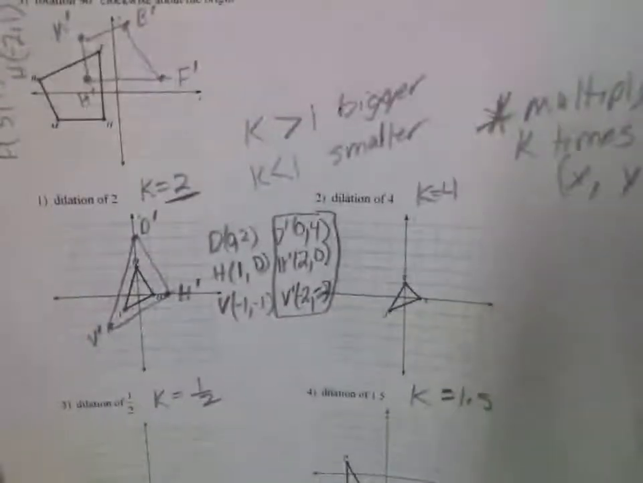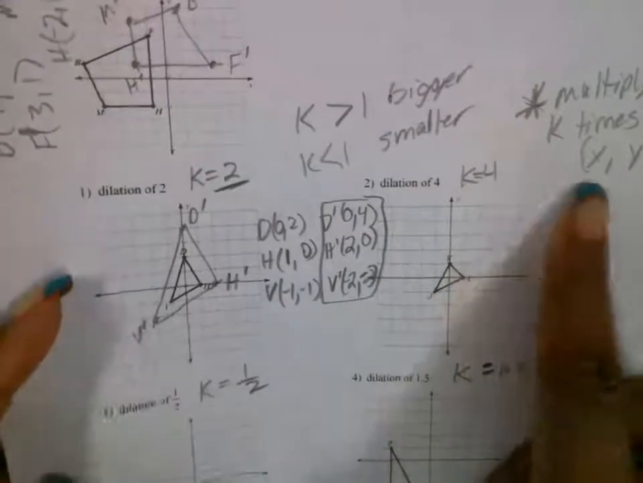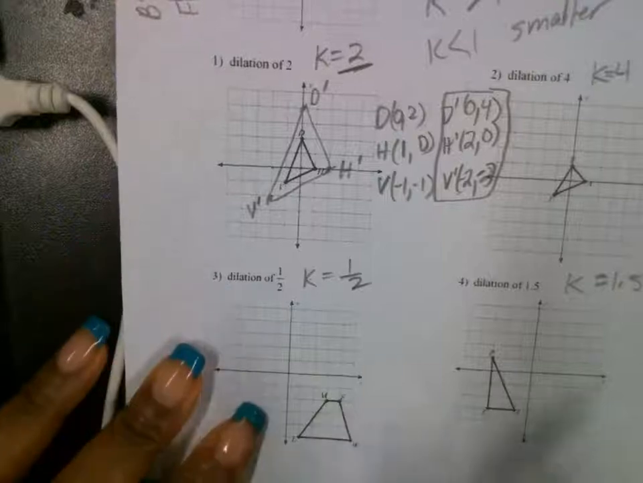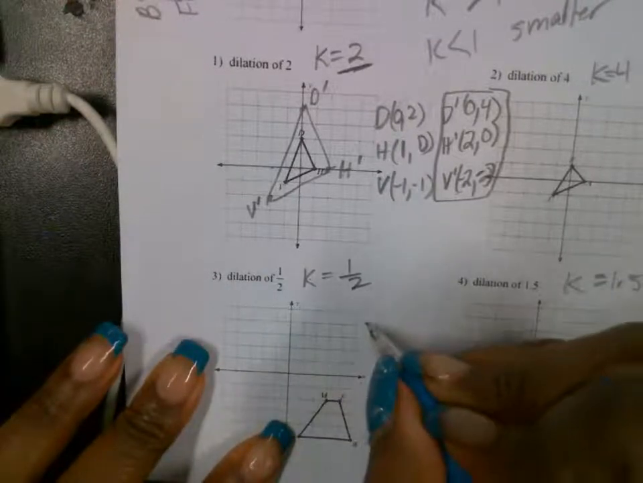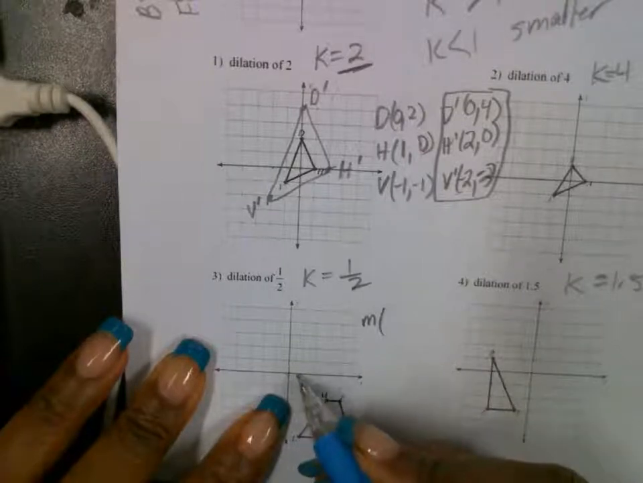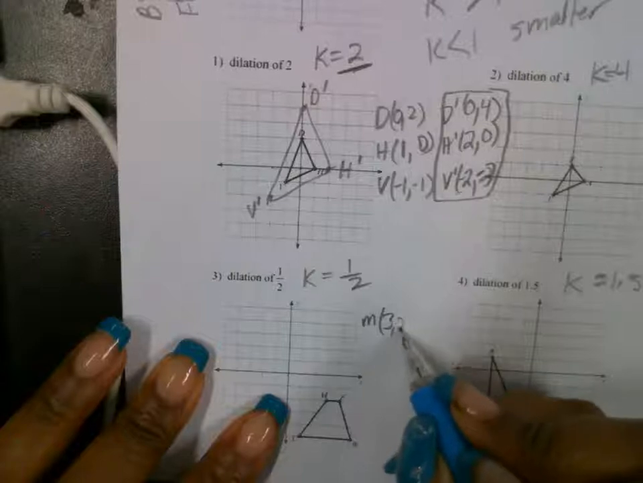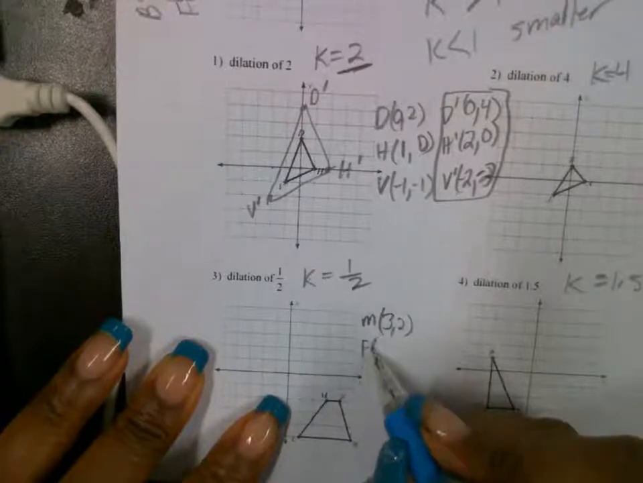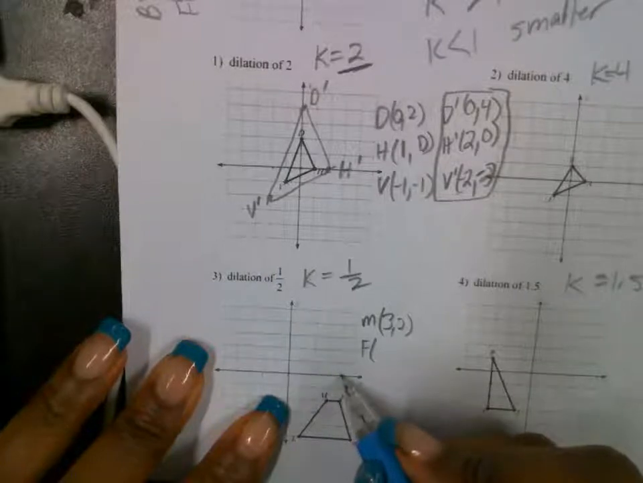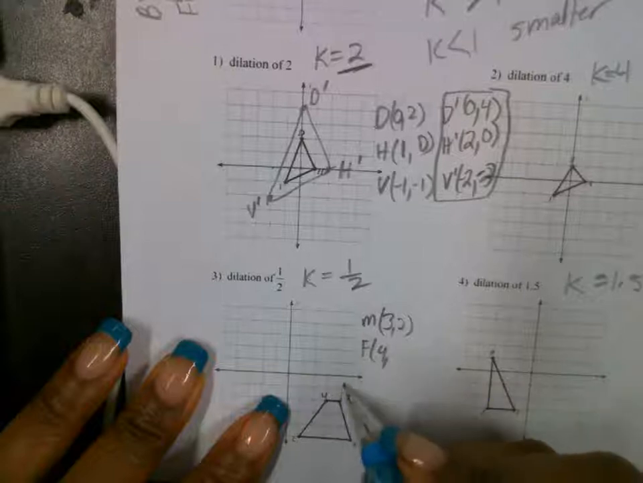All right, I'll leave this one for you to do because all you're going to do is multiply by 4. So let's do this one because this is smaller, and that's a little different. Let's put our ordered pair for M. It starts at the origin. 1, 2, 3, and 2. F, start at the origin: 1, 2, 3, 4, positive 4, and negative 2.